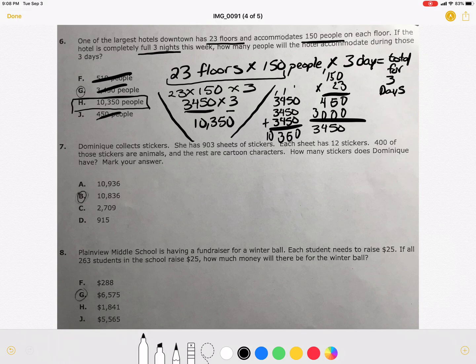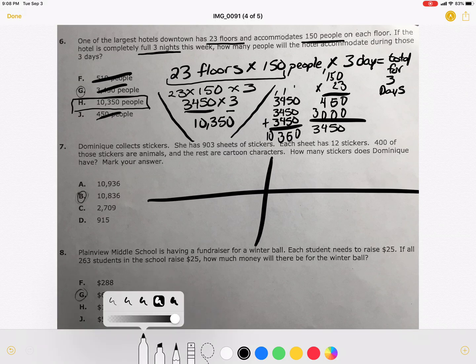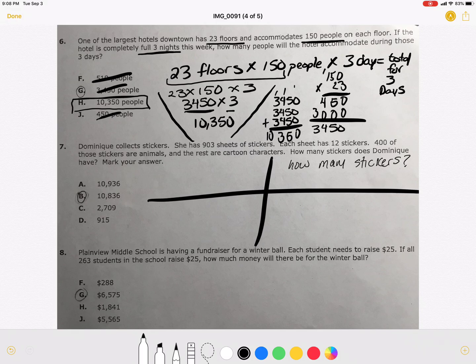There's a lot of information here, but is all of it important? How many stickers? Not animal stickers, not cartoon characters, just stickers. So we don't need to worry about that 400. Get rid of it. None of this matters right here. Just cross it out. We already got our question.